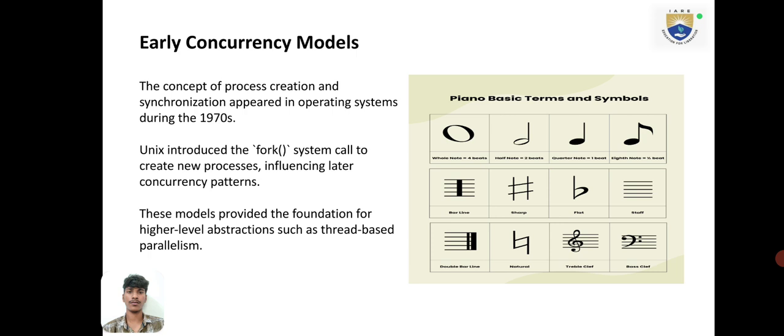Unix introduced the fork system call to create new processes, influencing later concurrency patterns. These models provide the foundation for higher level abstractions such as thread-based parallelization.